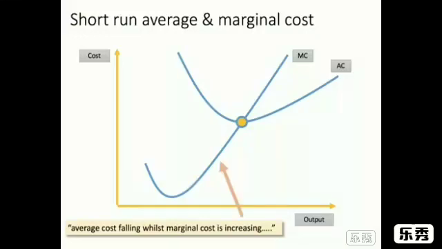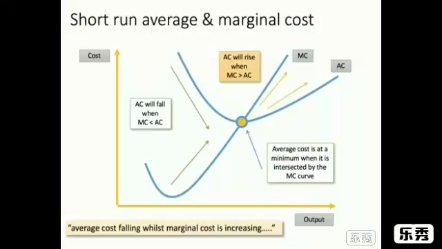Hopefully you can see that this is an area, for example, where marginal cost is going up, but the average cost is still falling, up to the point, of course, where marginal cost cuts average cost, the intersection at the minimum point of the average cost curve. So average cost will fall when marginal cost is less than average cost. Average cost will rise when marginal cost is greater than average cost. And the unit cost, the average cost, is at a minimum when it's intersected by the marginal cost curve.